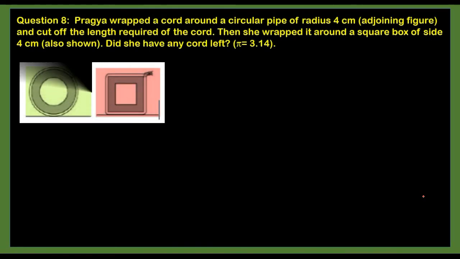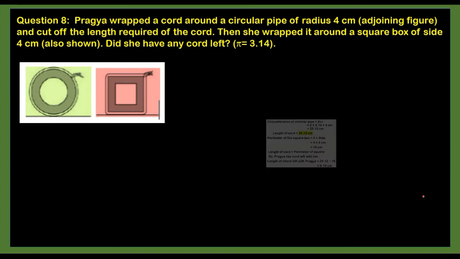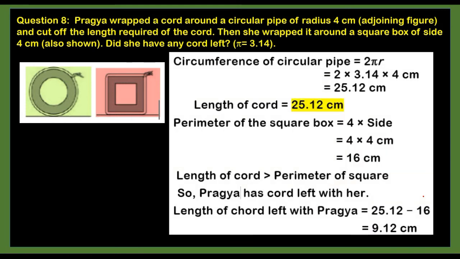Next question, question number 8. Pragya wrapped a cord around a circular pipe of radius 4 centimeter. So you can see a circular pipe is given and it is having the radius 4 centimeter. So tell me, if I have to wrap, so it is showing the circumference of the circle or the area of the circle? Definitely it is the circumference of the circle. So I will be finding the circumference of the circular pipe.